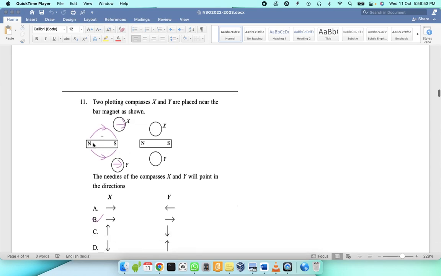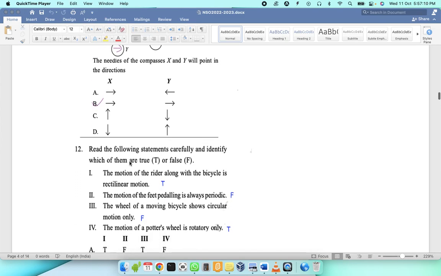As the magnetic field of the magnet always flows from north to south direction, it influences the following compasses given here. They both point towards south after being influenced by the magnet. So B is the answer.